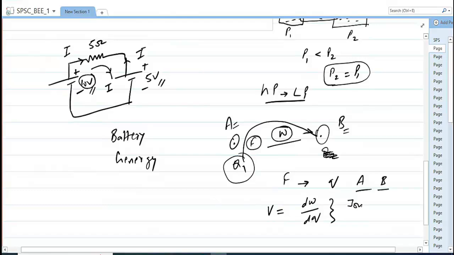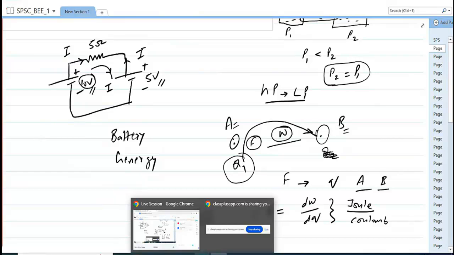So what is the unit of volt here? What is the unit of work? That is the joule. What is the unit of charge? That is the coulomb. So another unit of volt is joule per coulomb, or the regular unit of voltage is what? It is volt.